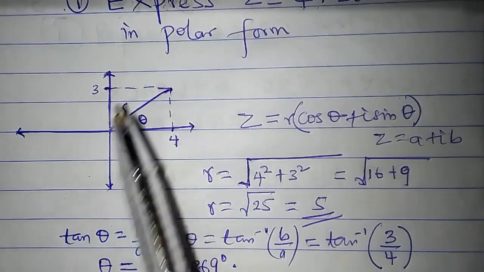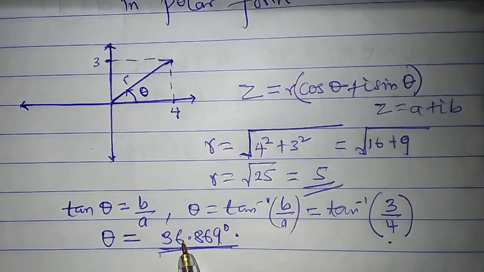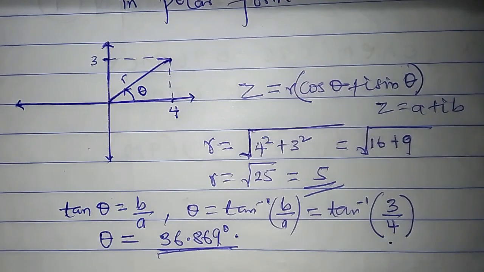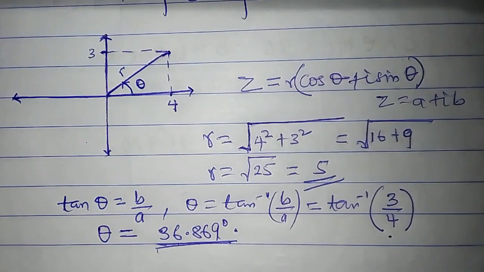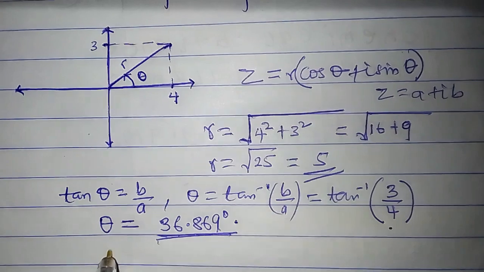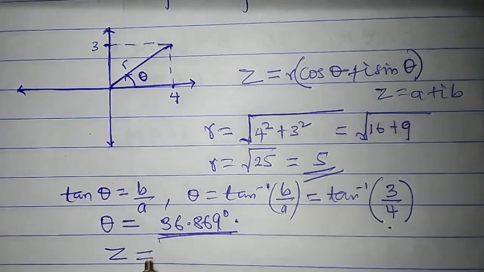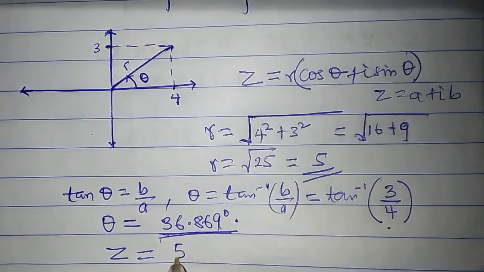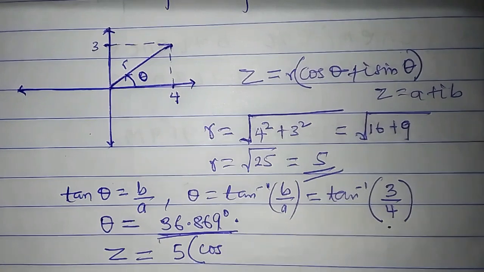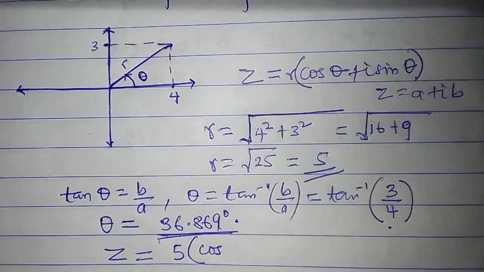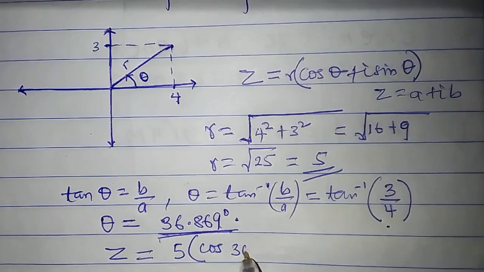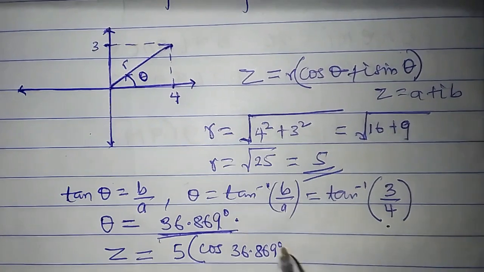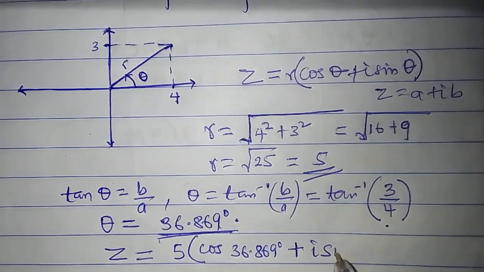Alright, the complex number 4 plus 3i is in the first quadrant. This is the first quadrant. And our angle here lies in the first quadrant as well. We'll make use of it. So the polar form will now be z equal to r, which is 5, in brackets cos theta, theta is 36.869 degrees, plus i sine 36.869 degrees.